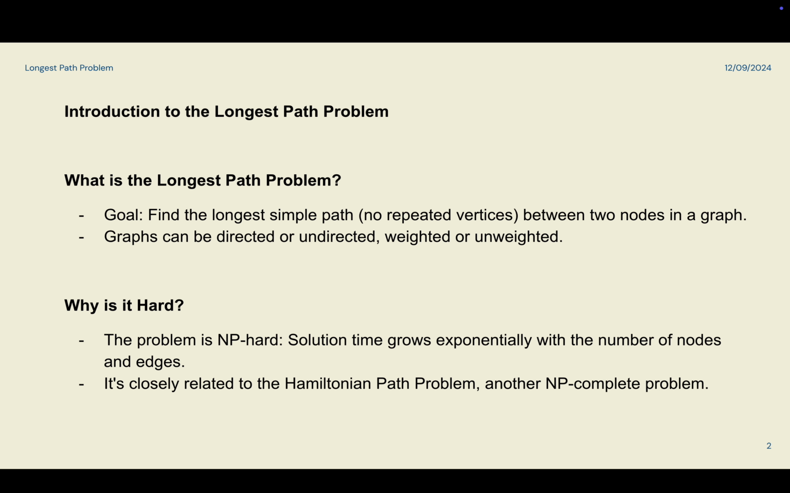The goal of the longest path problem is to find the longest simple path, which means you don't repeat any nodes or vertices, and you're finding a path from one node to another, ideally going through as many nodes without repeating as possible. The graph can be directed, undirected, weighted, or unweighted. The hardest part about this is that the solution time grows exponentially with the number of nodes and edges in the graph.